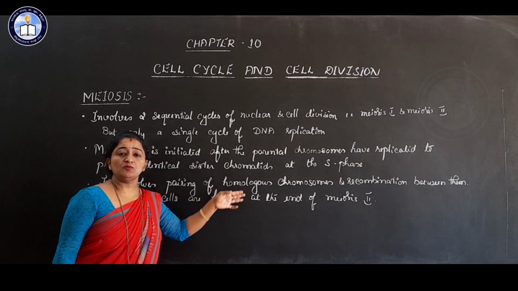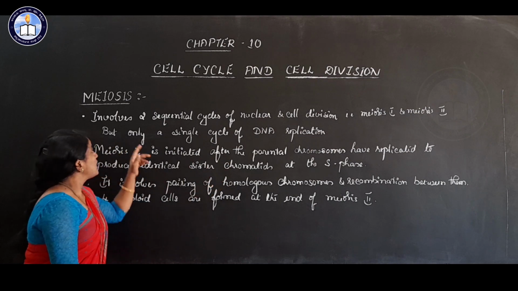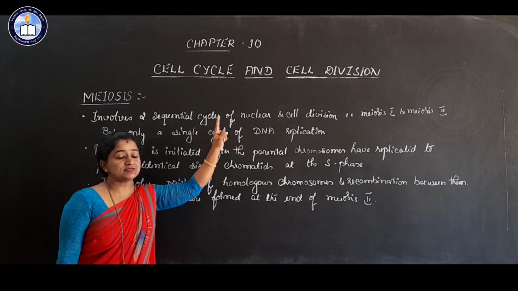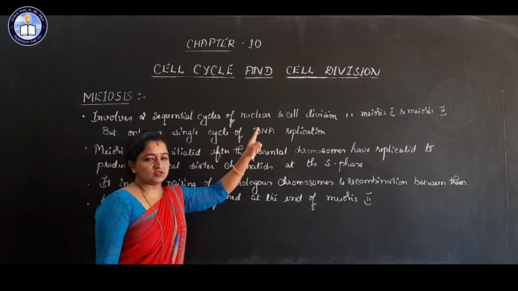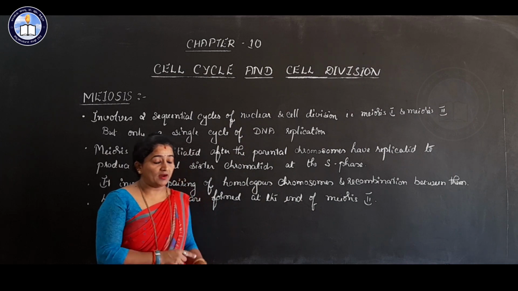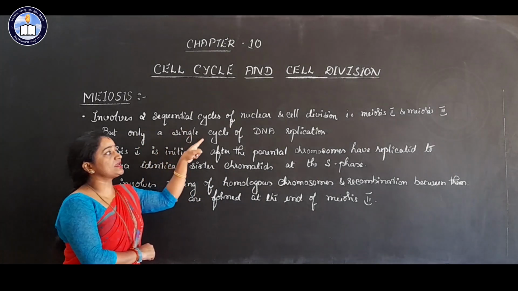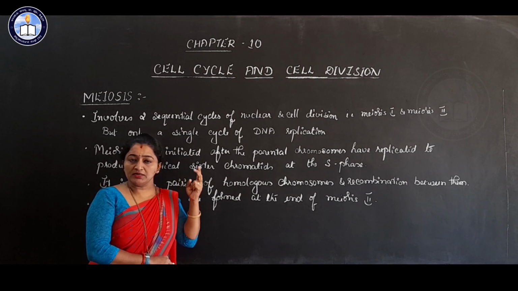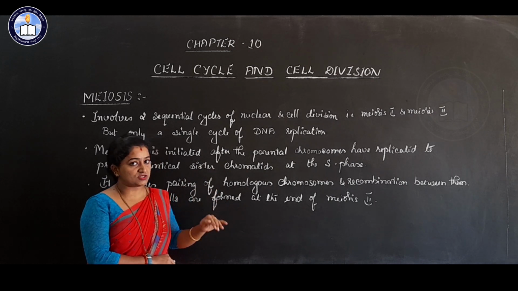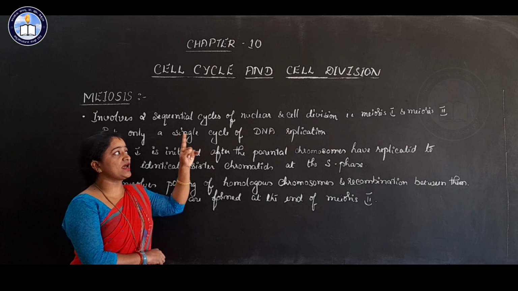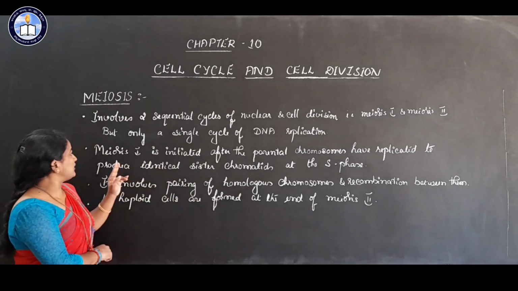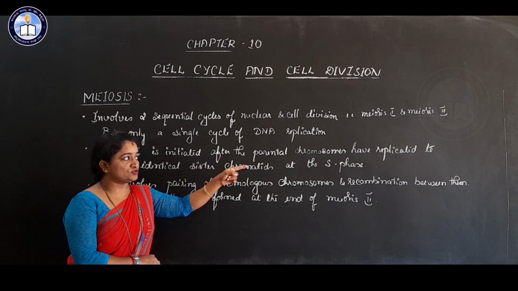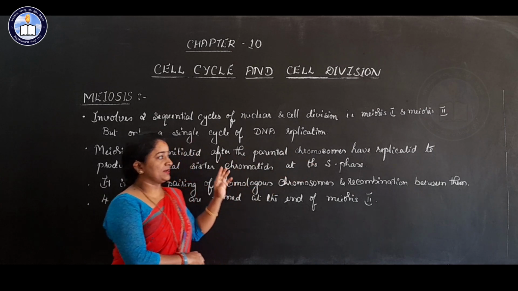These are the key points of meiosis. As we said, meiosis involves 2 sequential cycles of nuclear and cell division, that is meiosis 1 and meiosis 2. But there is only a single cycle of DNA replication. DNA replicates only once, but there are 2 stages, meiosis 1 and meiosis 2, where nuclear division and cell division take place. The second point is that meiosis 1 initiates only after the parental chromosomes have replicated.